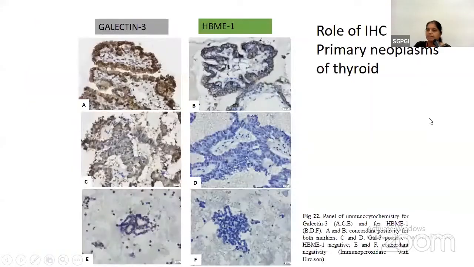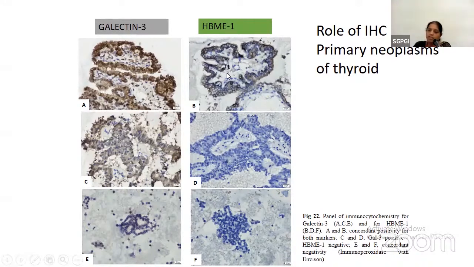We had a study, again, this was a thesis of my student nearly 5-6 years ago, where we looked at thyroid FNA cell blocks, and we looked at 3 markers: galectin-3, HBME-1, and we did not look at CK19, but that is the third marker that people use in the context of thyroid primary neoplasms.